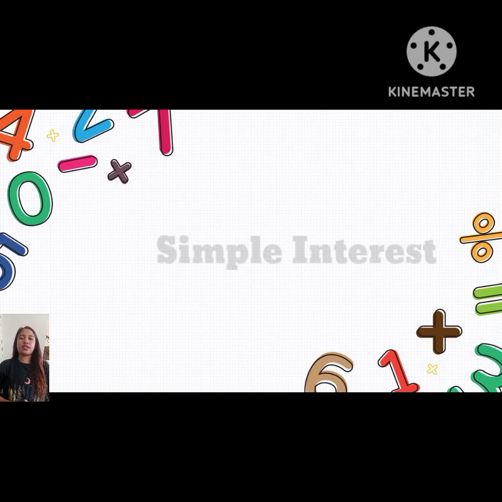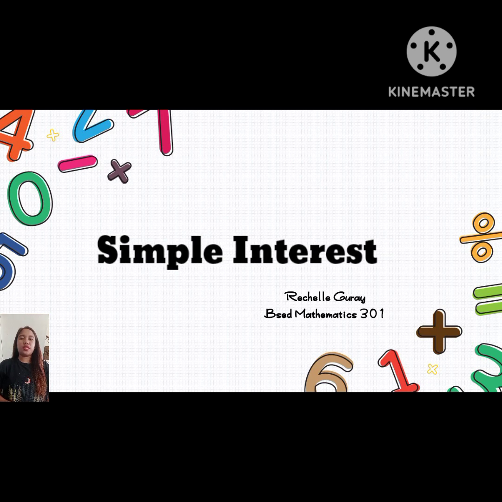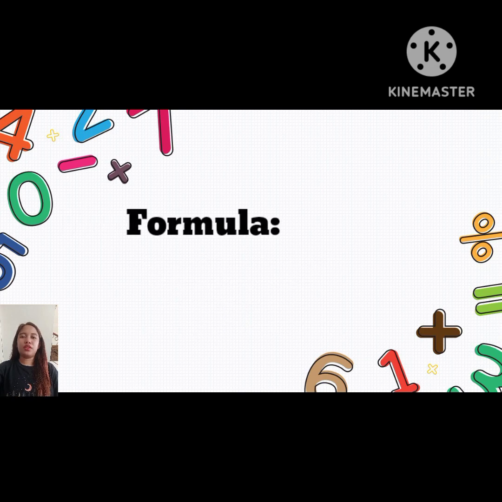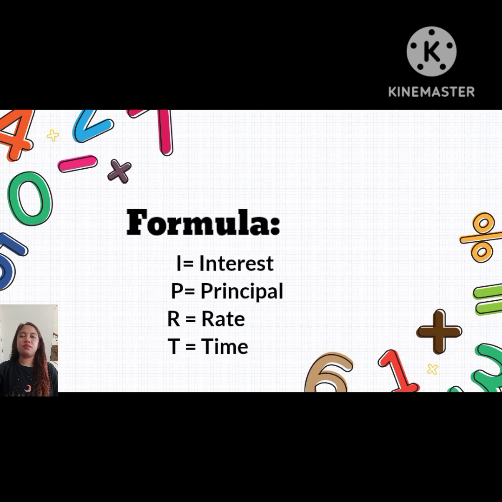For today, we'll be discussing simple interest. What is simple interest? Simple interest is a way of measuring interest that does not account for multiple periods of interest payments or charges. To get the simple interest, we have the formula I = PRT. I represents interest, P is the principal, R is the rate, and T is the time.